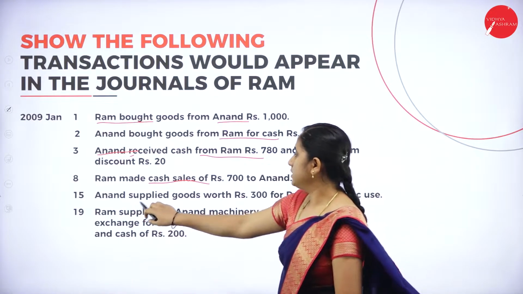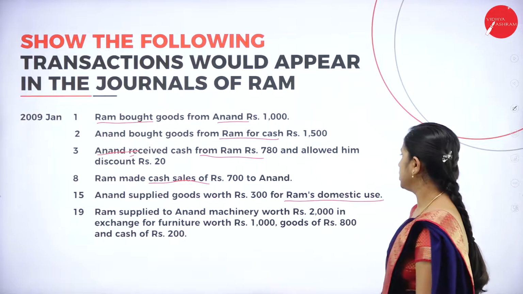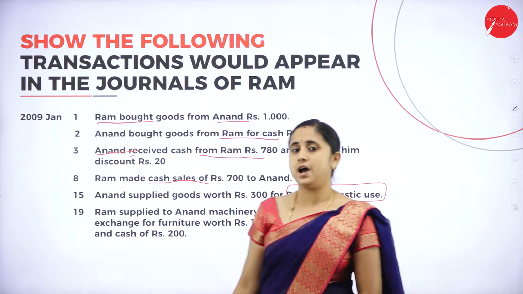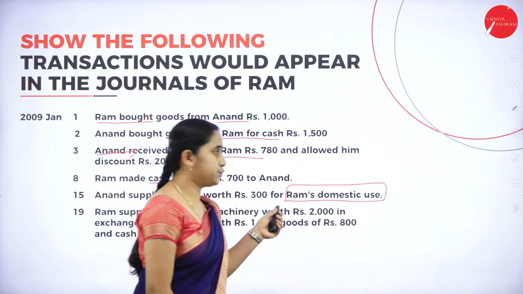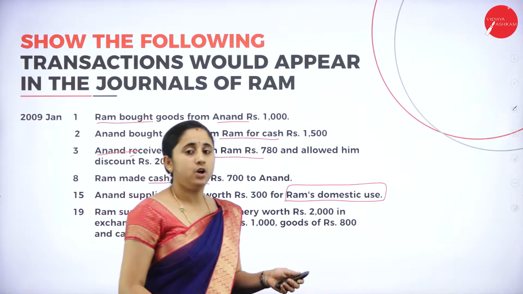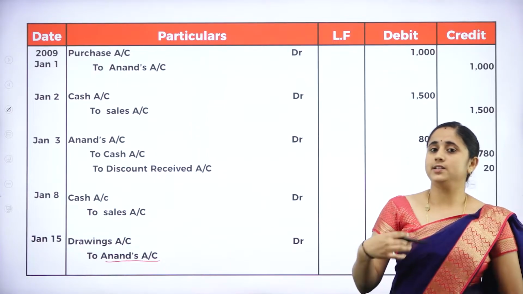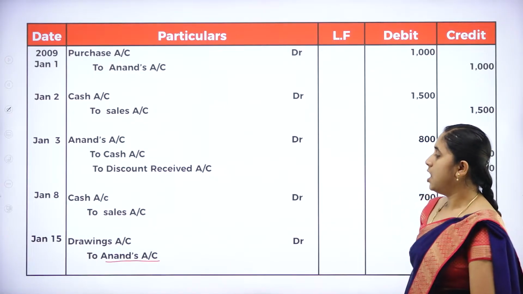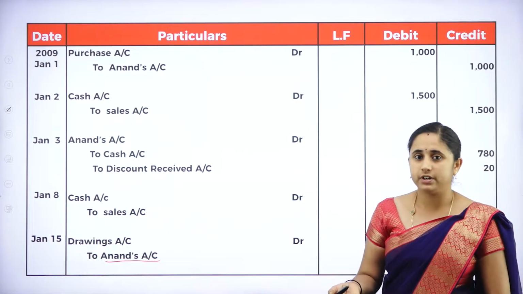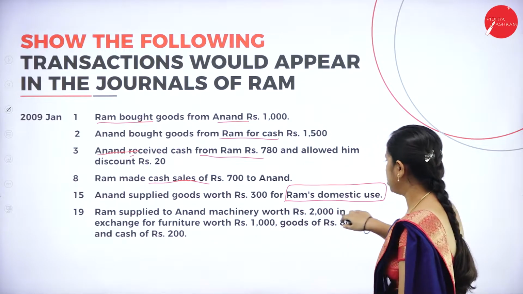Next, Anand supplied goods worth rupees 300 for Ram's domestic use. You are preparing in the books of Ram. So, if Ram uses any goods for his domestic purpose, it is considered as drawings. So, drawings account debit to Anand account. Here Anand is giving the goods. So, Anand account should be credited. Credit the giver.